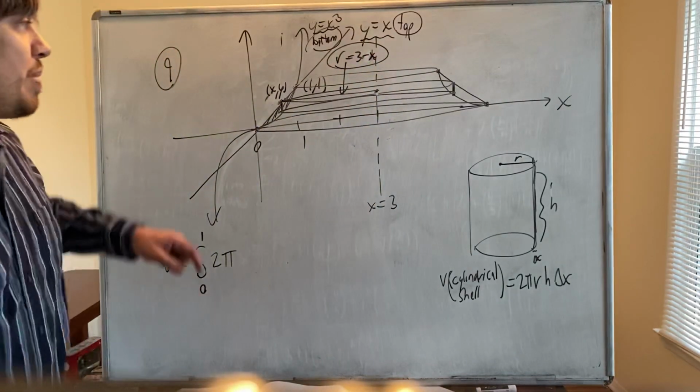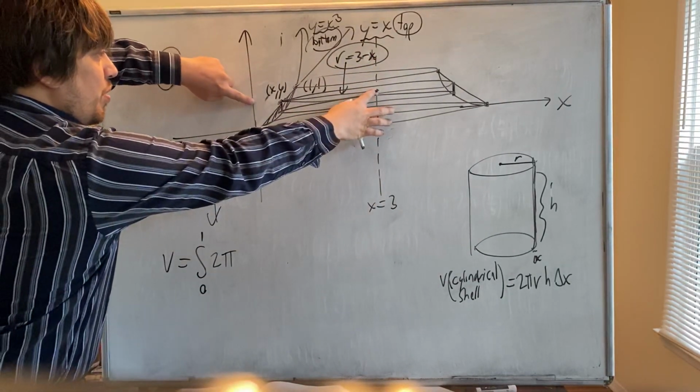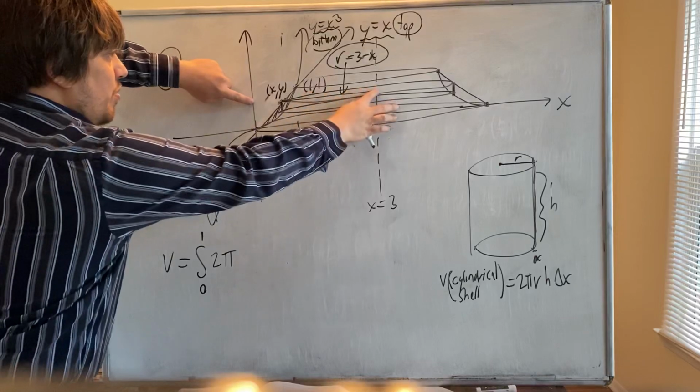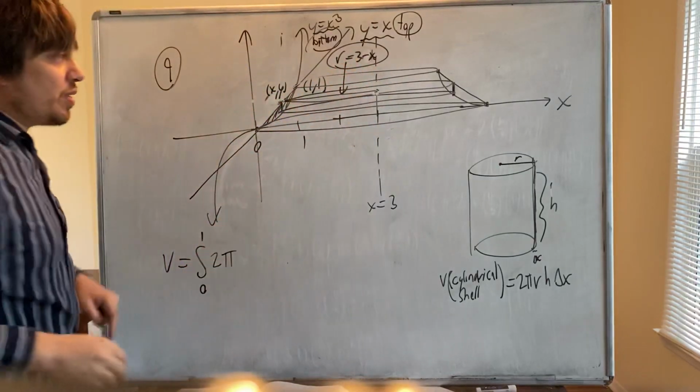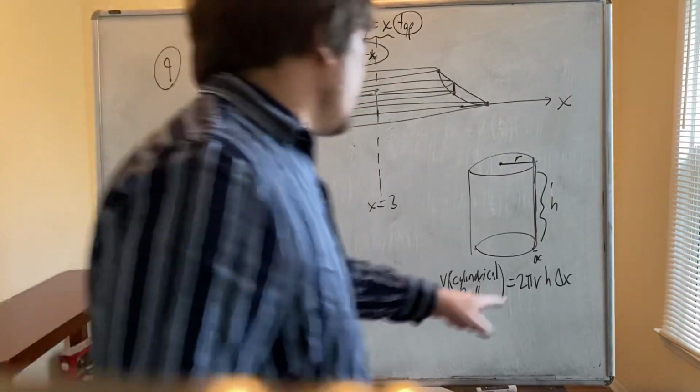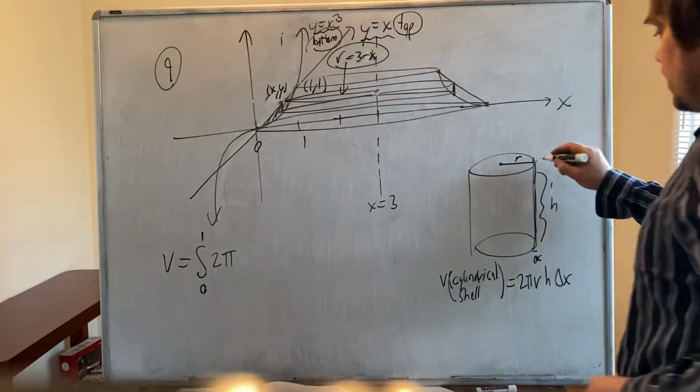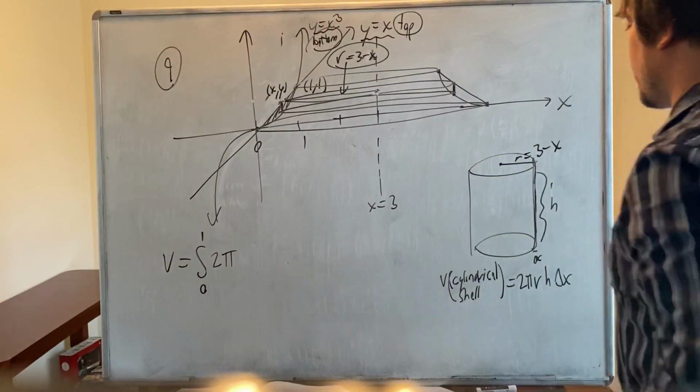The radius is 3 minus x. If you have this distance, which is 3, and you take away the x, you get 3 minus x. So the radius of our cylindrical shell is 3 minus x.